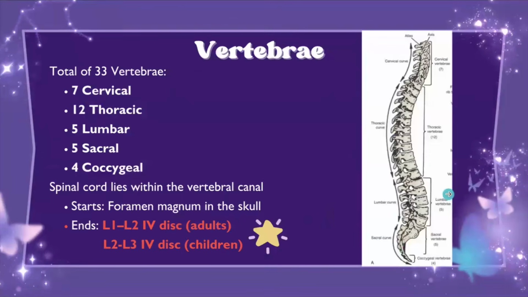Okay, so before we start talking about the spinal cord, we need to talk about its surrounding structures. That starts with the vertebra. You have a total of 33 vertebrae that are divided into different sections: the cervical, thoracic, lumbar, sacral, and coccygeal. The spinal cord lies within the vertebral canal that is formed by these vertebrae. And the spinal cord starts from the foramen magnum of the skull all the way to the L1 to L2 intervertebral disc in adults, and ends at the level of L2 to L3 in children.